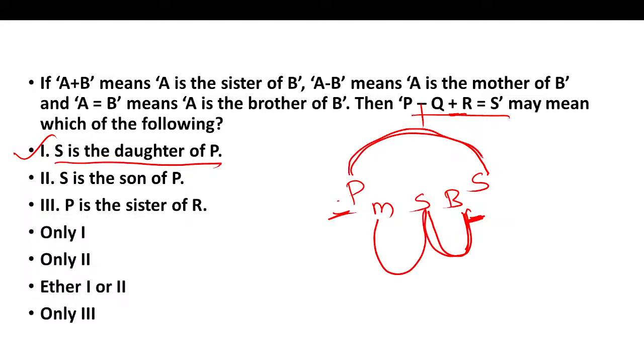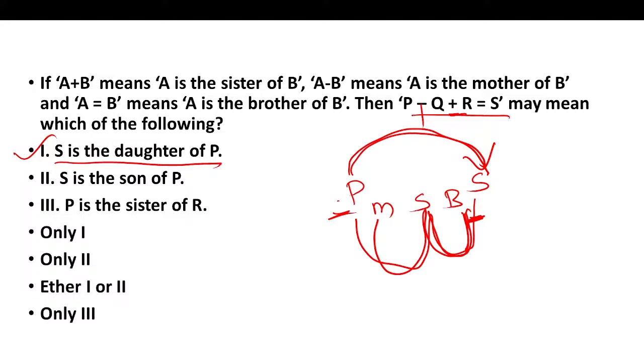So P is the mother of P means definitely S might be the daughter of P. Yes, possibility is there. First one possibility is there. And the next one. S is the son of P. S might be the son of P also. Yes, this is also possible. Second one is also possible.